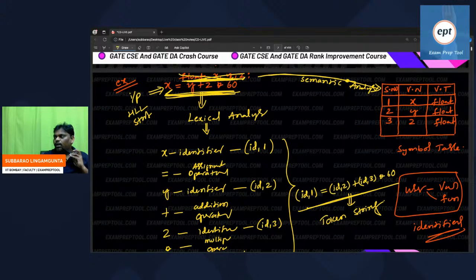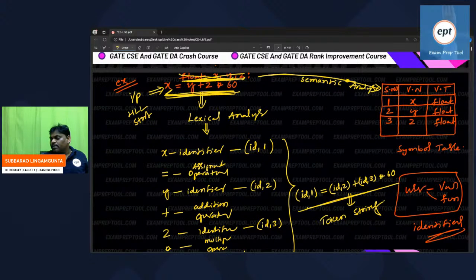ID1. Oh, symbol table first row. They will go to the symbol table first row. My token number is ID1 means 1. In the first row, they will see variable name is X, variable type is float. That's the purpose of token. If token number is there, I will get the total information.